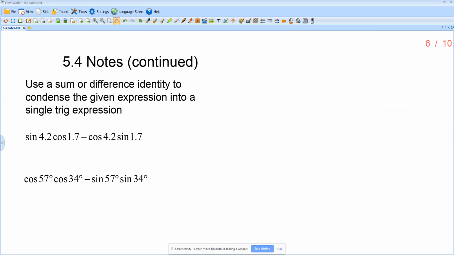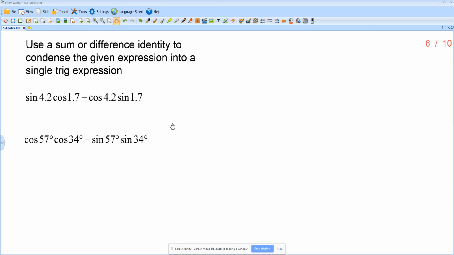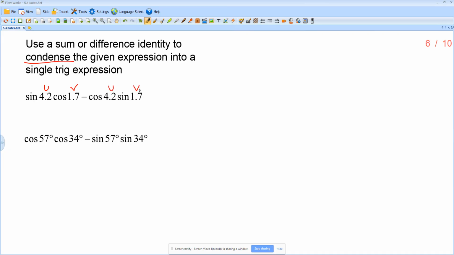All right, one more quick, easy question. Use the sum or difference identity to condense the given expression into a single trig expression. So I'm trying to condense here, which means what I've given you is something that is already in the form of the formula. So this is sine u cosine v minus cosine u sine v.